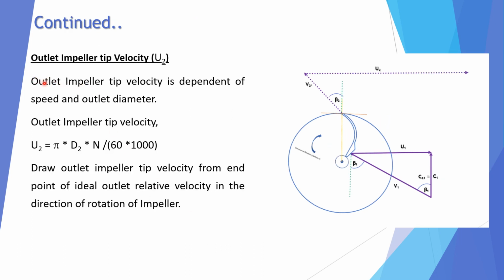Outlet impeller tip velocity U2. Outlet impeller tip velocity is dependent on speed and diameter, then U2 is equal to pi d2 n upon 60 into 1000. So draw outlet impeller tip velocity from the endpoint of ideal outlet relative velocity in the direction of rotation of impeller. So we draw U2.